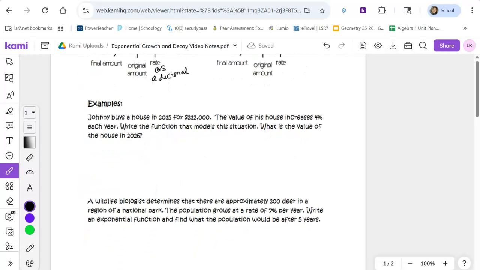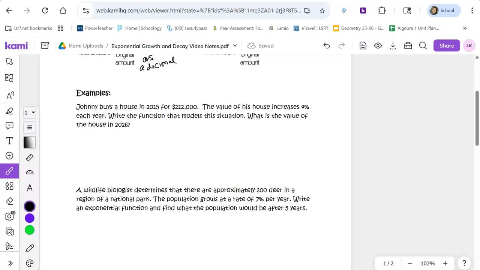Okay, so going to the examples. Johnny buys a house in 2015 for $212,000. The value of his house increases 4% each year. Write the function that models this situation. What is the value of the house in 2026? So first off, we have a. Our initial value is $212,000. It is an increase, so we're dealing with a growth. And the rate, the r, is 4%, which to make that as a decimal, remember you just divide by 100, and that gives you 0.04.